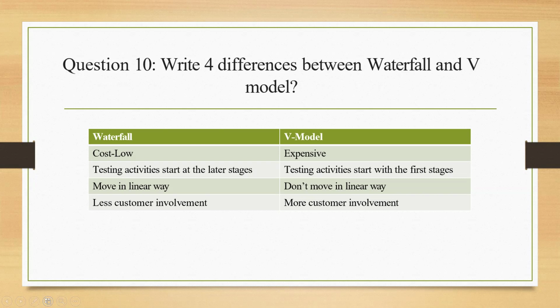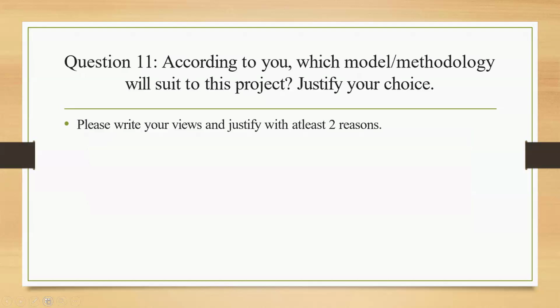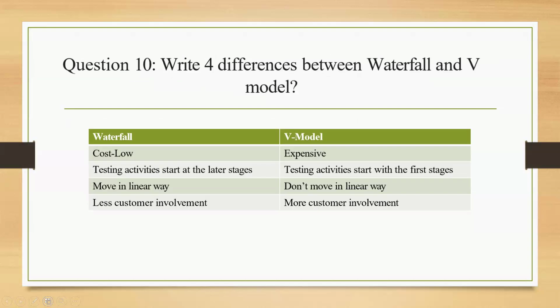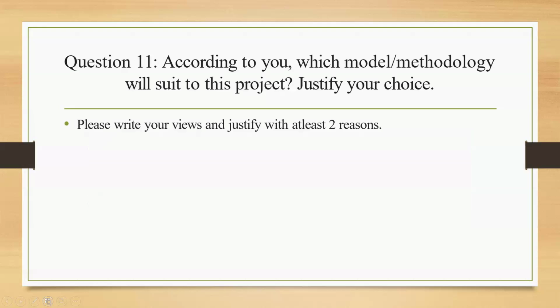The waterfall model moves in a linear approach, a top to bottom approach, one after the other. The V model does not move in a linear way; it goes in parallel. Parallel development and parallel testing happen here. There is less customer involvement in the waterfall model, whereas in the V model there is more customer involvement. This is all about your 10th question. You need to write the differences between the waterfall and the V model.